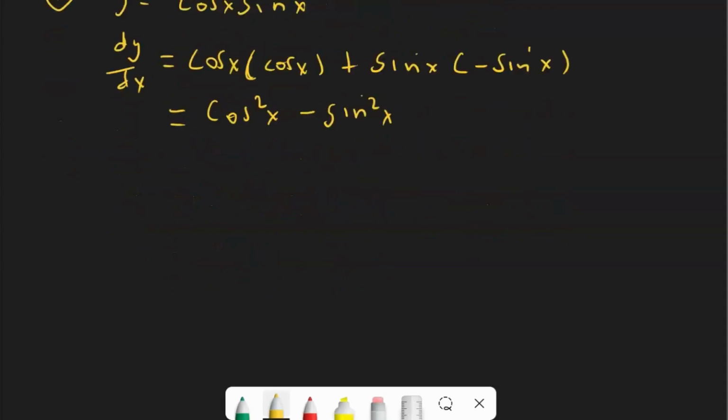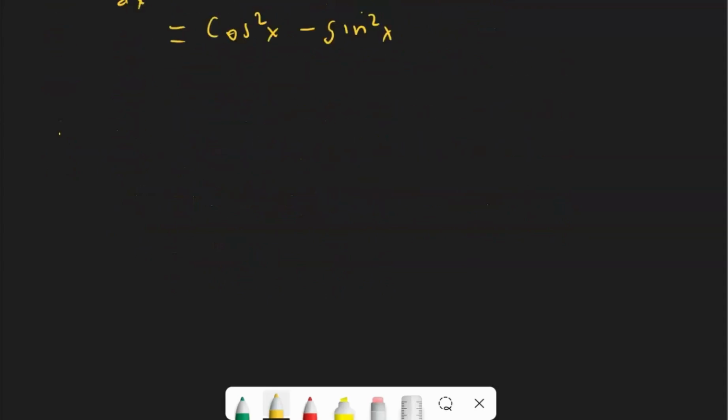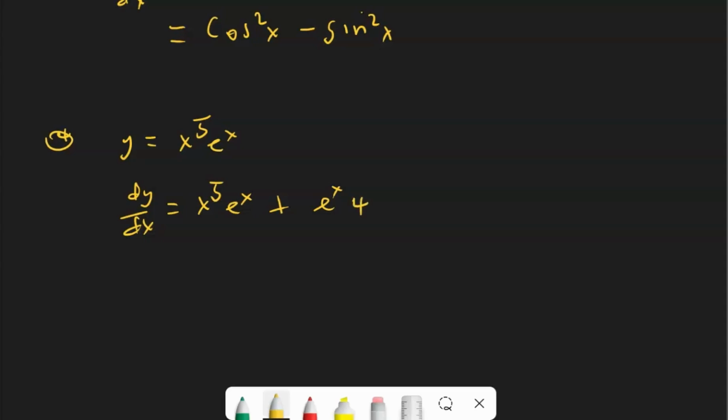Let's look at our last example. Let's call it our example 4. Assuming you are given y equal to x exponent 5, e exponent x, and you want to find the first derivative of this, which is the product of two functions. Let's put down our notation for derivative, which is equal to: put down the first function, which is x to the 5. Derivative of e to the x is e to the x, plus you put down the second function, which is e to the x, then you multiply by the derivative of the first function, which is derivative of x exponent 5 is 5x exponent 4.